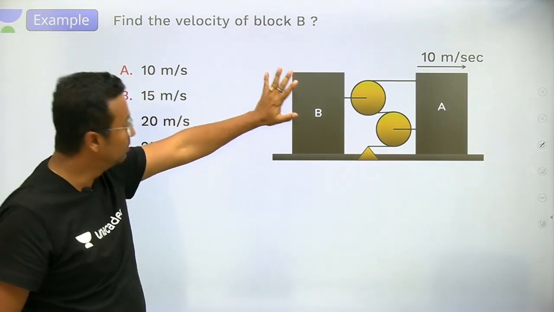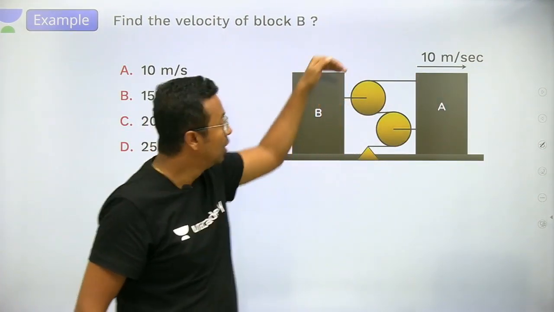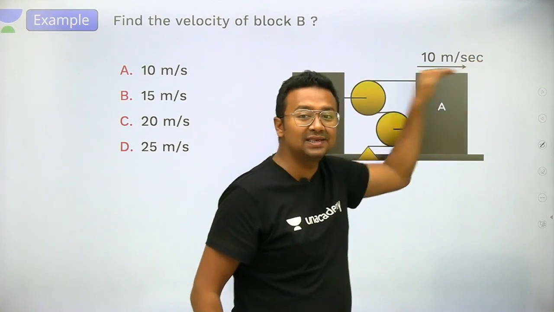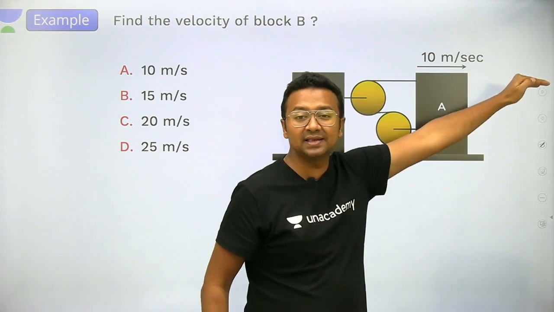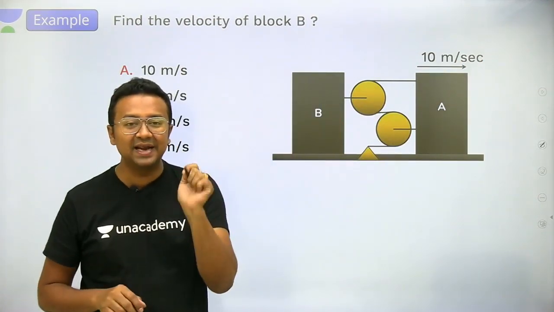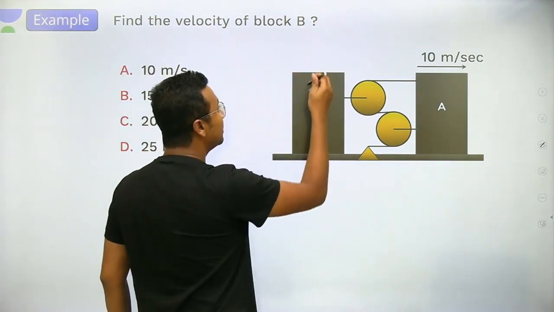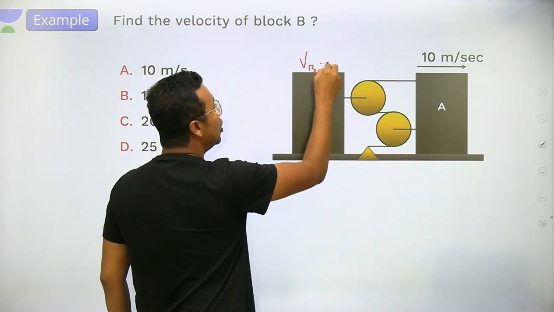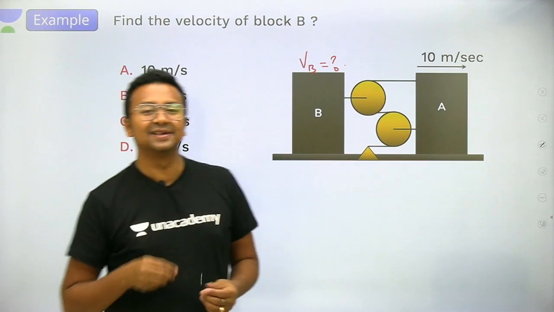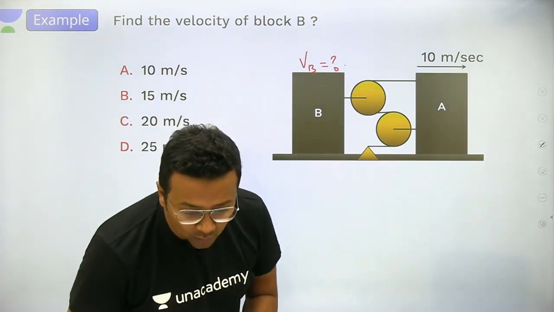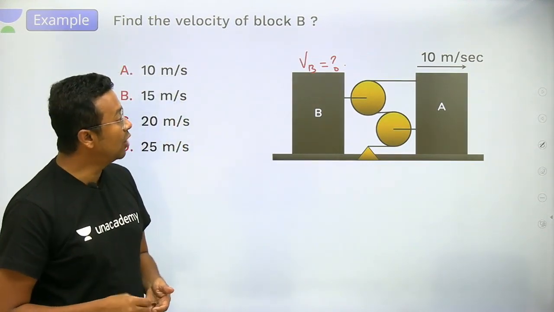We've got two blocks, block A and block B. Block A is moving in this direction with a velocity of 10 meters per second. Then what should be the velocity of block B? How are we supposed to do this question? Do you want to attempt it? Chalo guys, let's move ahead. How do we do this question?